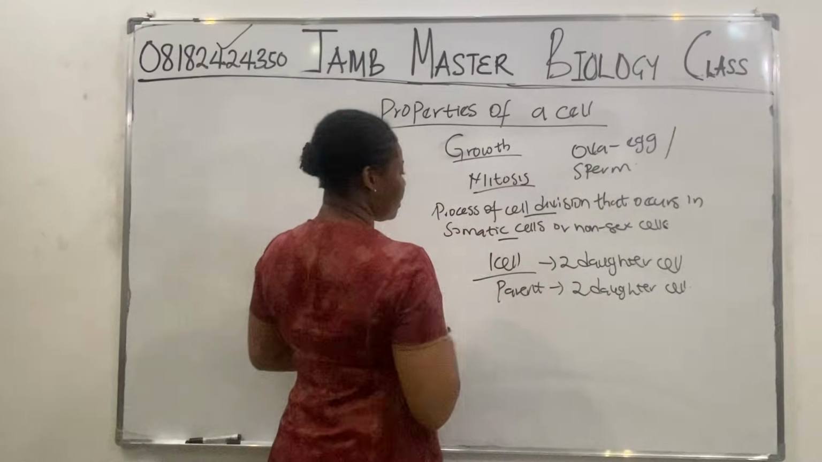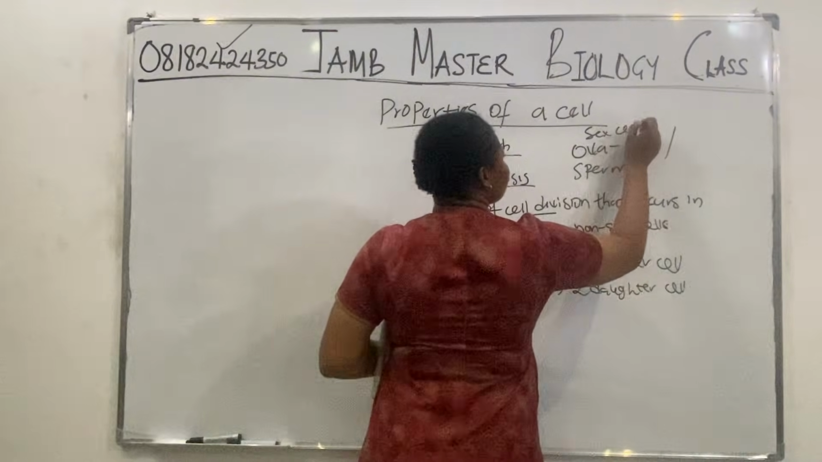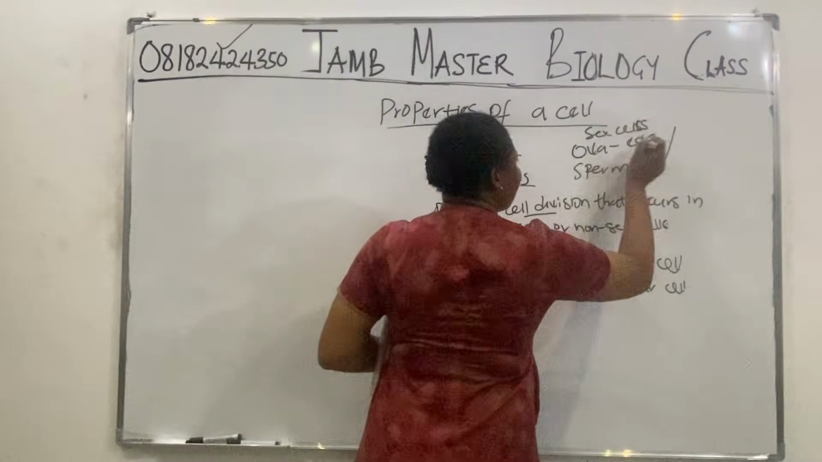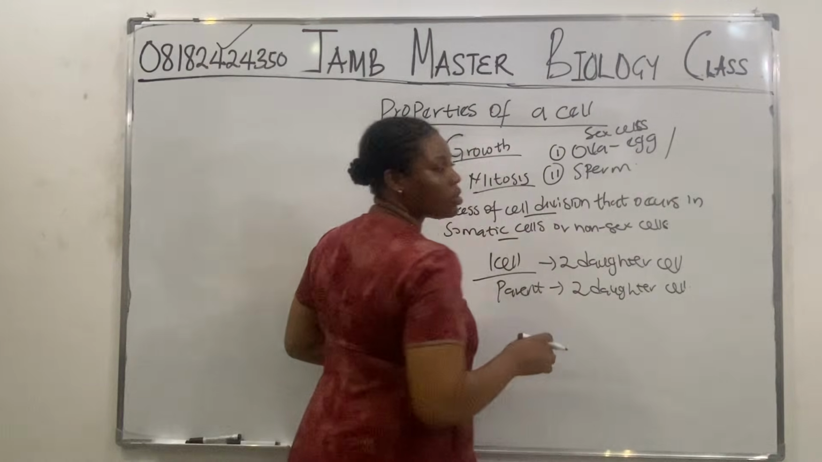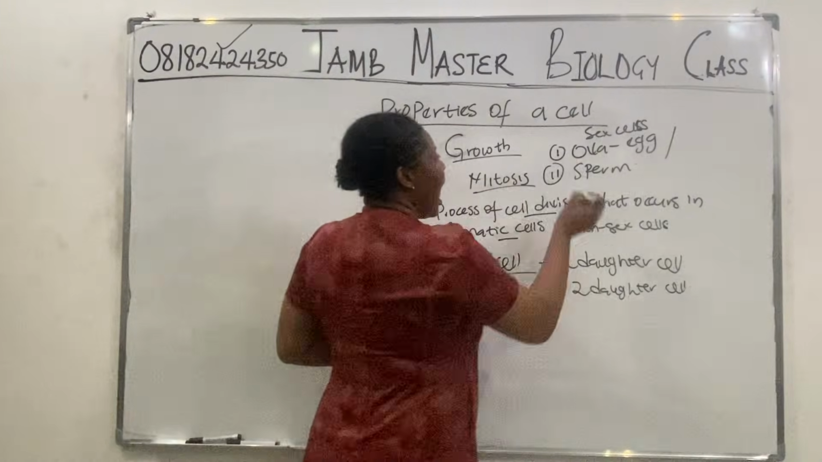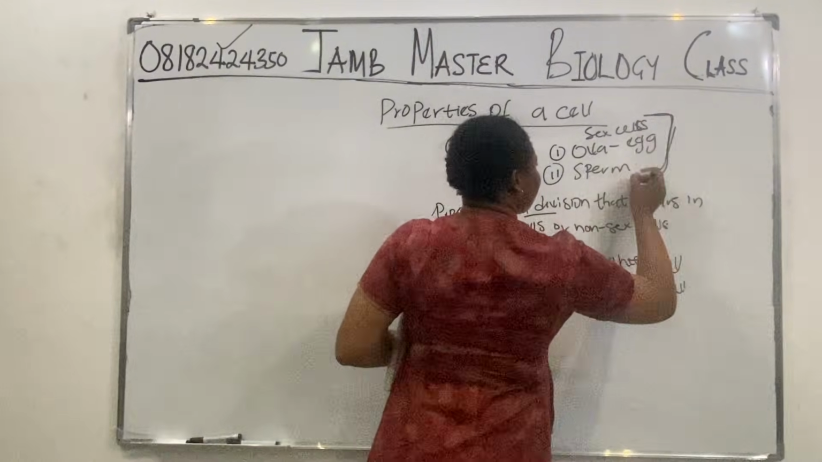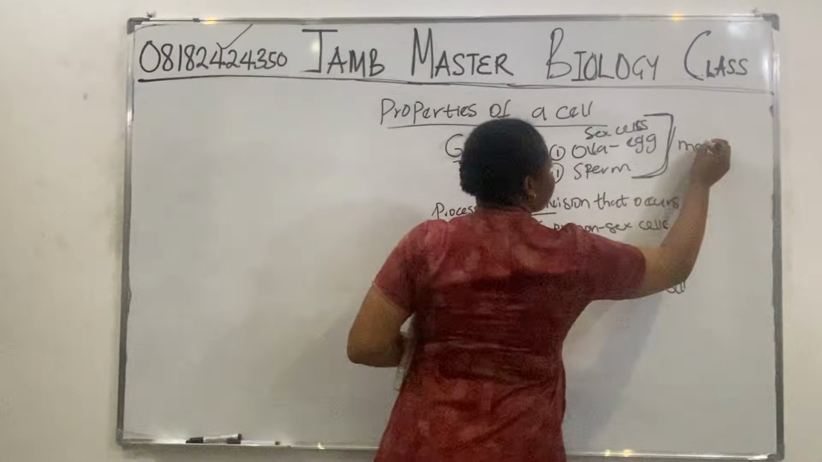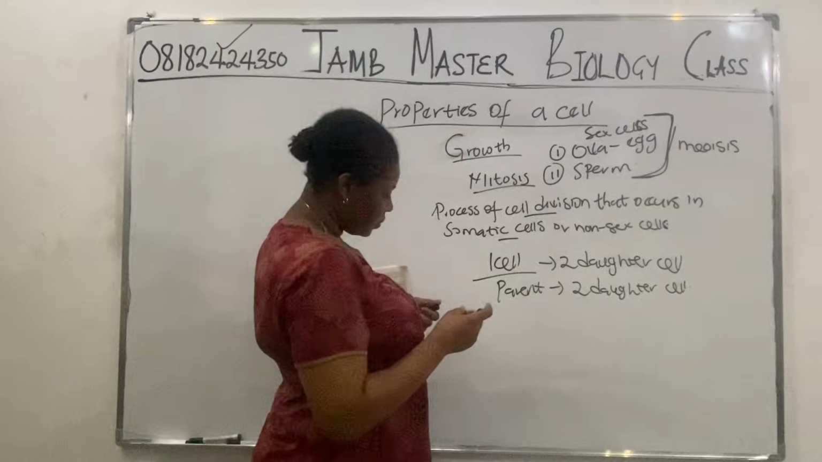So these are the sex cells. Notice that sex cells include the ova, which is the egg, and the sperm, which is the male gamete. And the cell division that gives rise to these is meiosis.